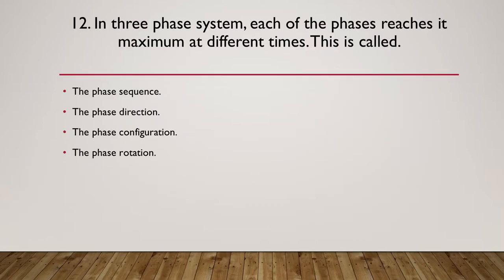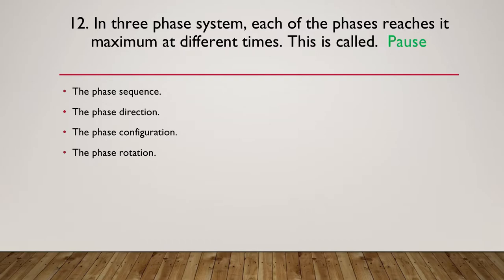In a three-phase system, each of the phases reaches its maximum at different times. What is this called? So question 12. In a three-phase system, each of the phases reaches its maximum at a different time. What do we call this? The options are the phase sequence, the phase direction, the phase configuration, or maybe the phase rotation. So again, pause here while you think about it.